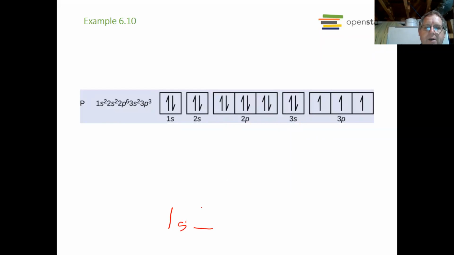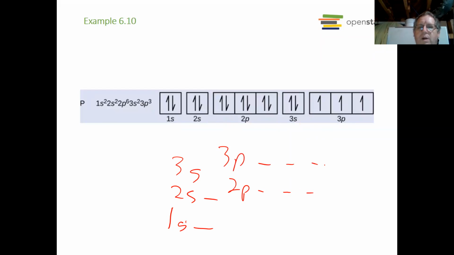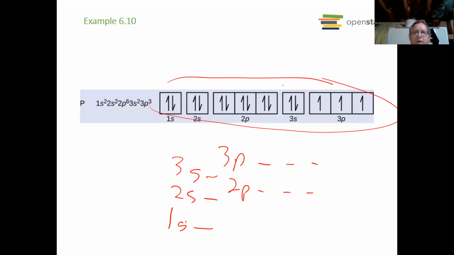1s here, 2s, sorry, 2p, 3s, 3p. So we can show this in order of increasing energy, or we can just show it here.